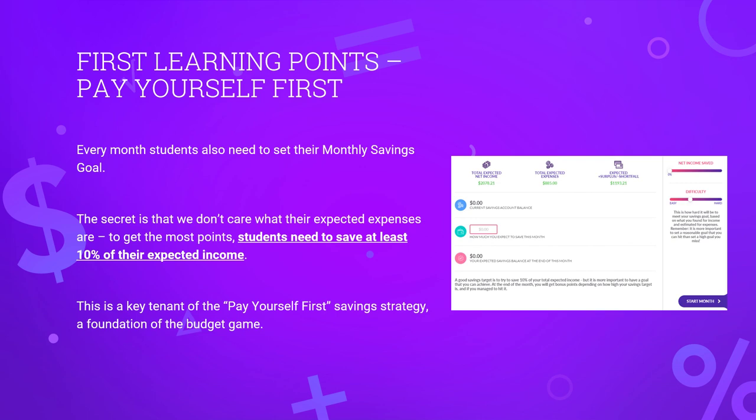If students set a lower goal and hit it, they'll still get some points. If they set a goal and just don't hit it, then we don't give them any points at all. So it really is all about goal setting, and hitting those goals is what will put students at the top of the class rankings.